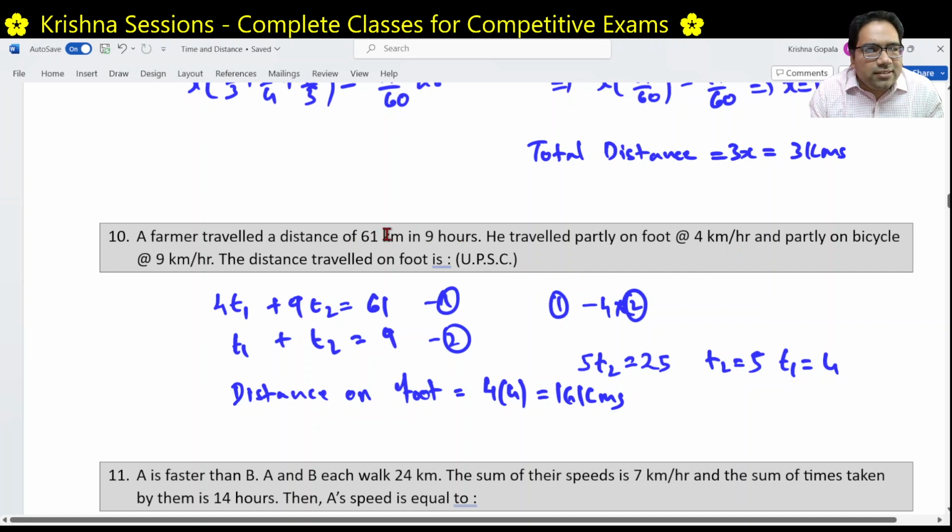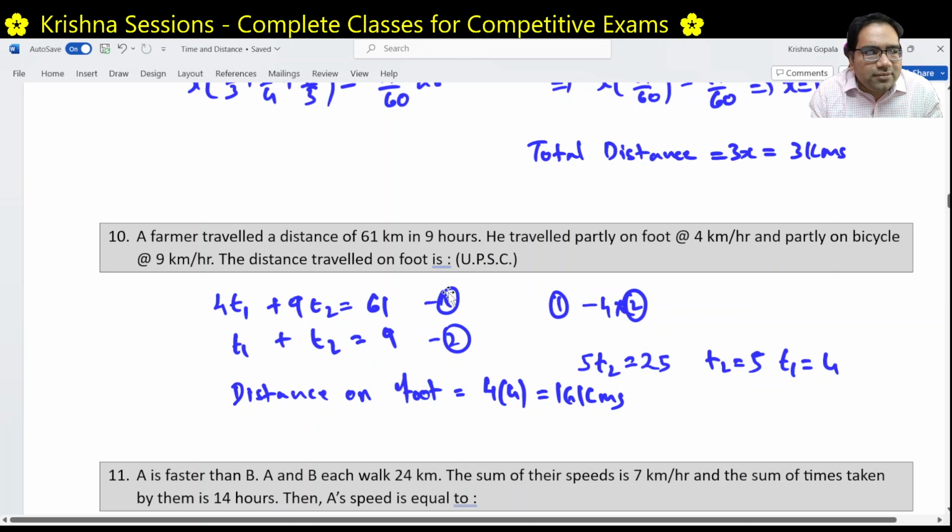So, the total distance is 61 kilometers. Speed into time on foot, that is 4 into T1, plus speed into time of bicycle, so 9 kilometers per hour into T2, is equal to 61. T1 is time taken on foot. T2 is time taken on bicycle. 4 into T1 is the distance covered by foot. 9 into T2 is the distance covered by bicycle. This distance plus distance is equal to total distance, which is 61 kilometers. Now the foot time and the bicycle time is equal to total 9. Right, these two equations are given.